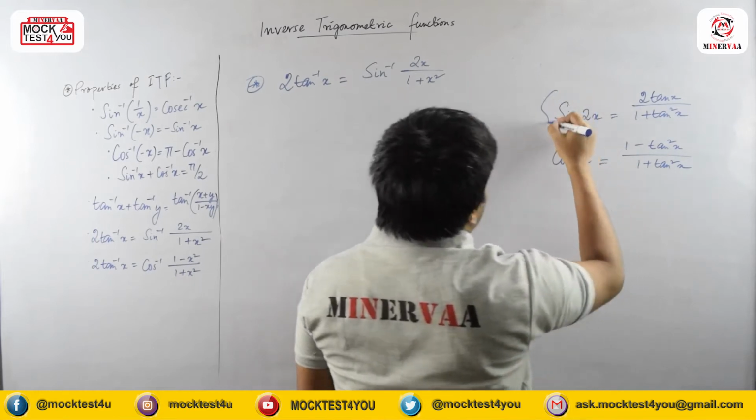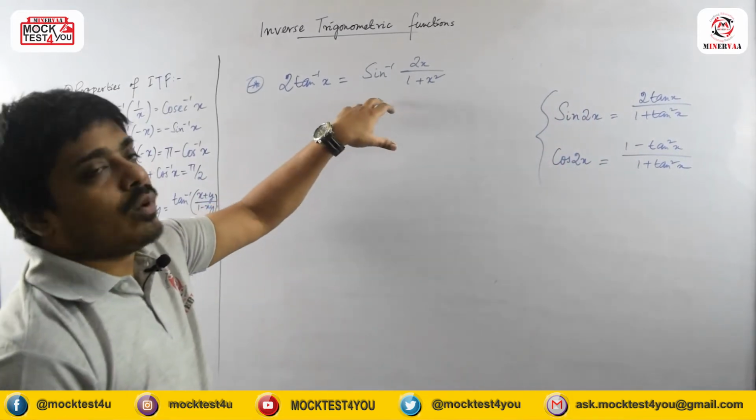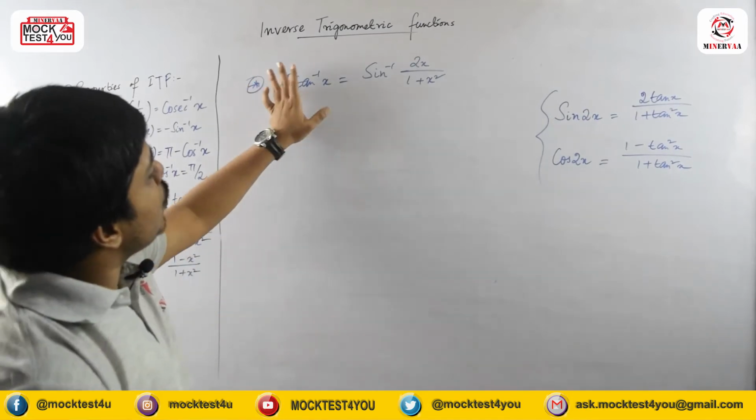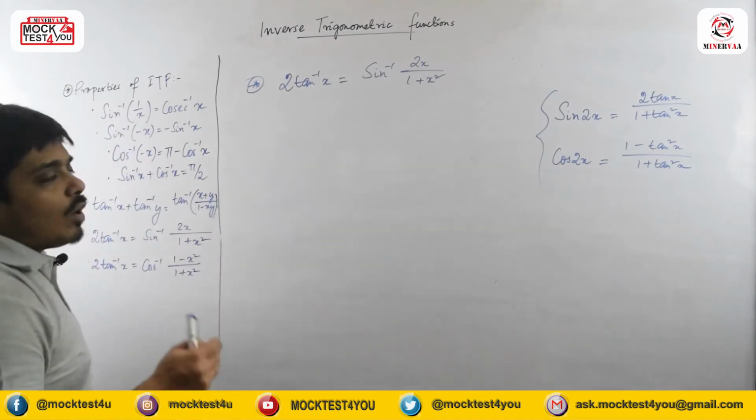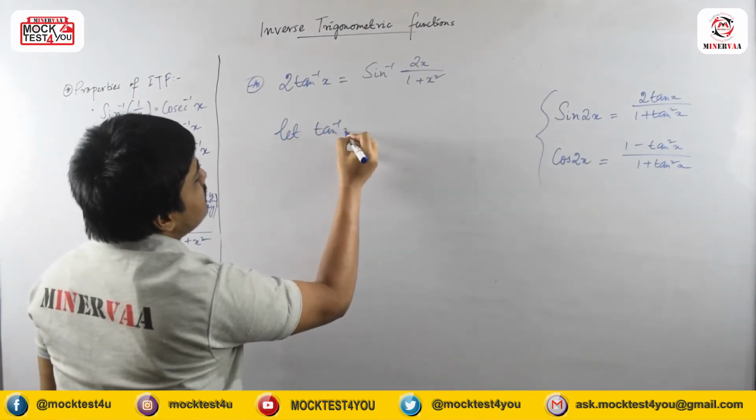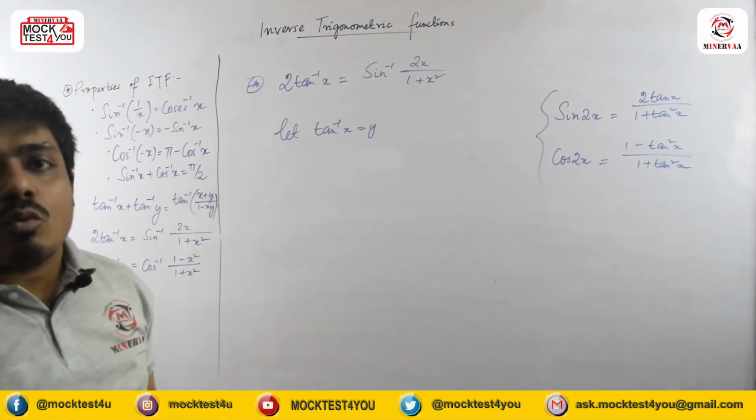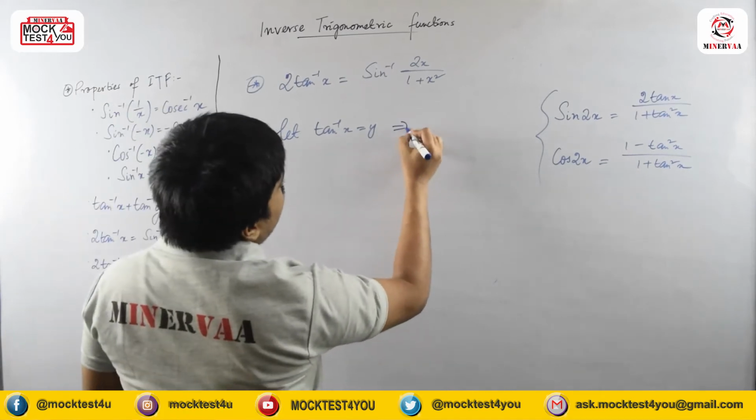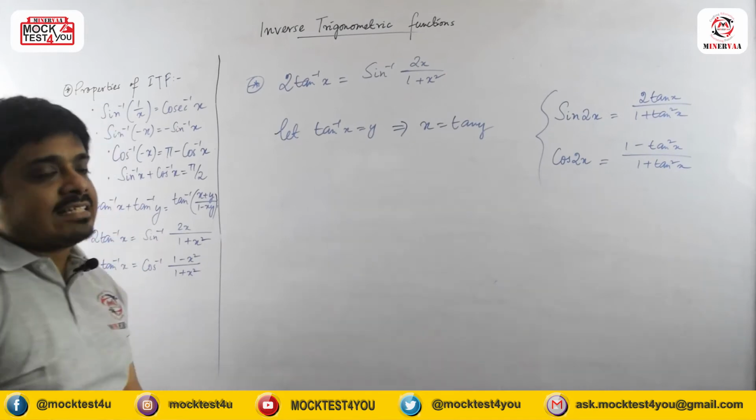So these two formulas we have learned in class 11, and applying those two, we will derive this formula. So we can see this one, we have to derive this. So how should I start? What I will write is, let tan inverse x is equal to y. So I'm writing tan inverse x is equal to y. So this implies x is equal to tan y.